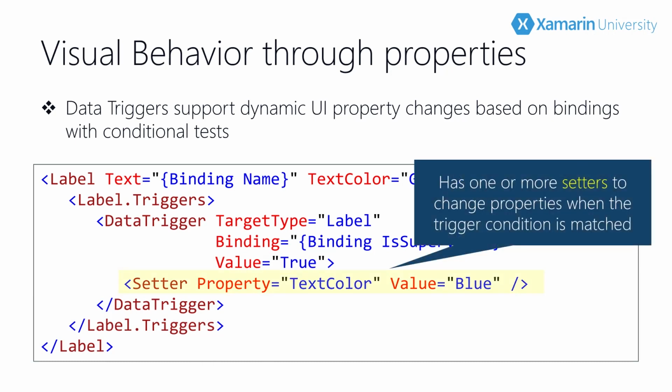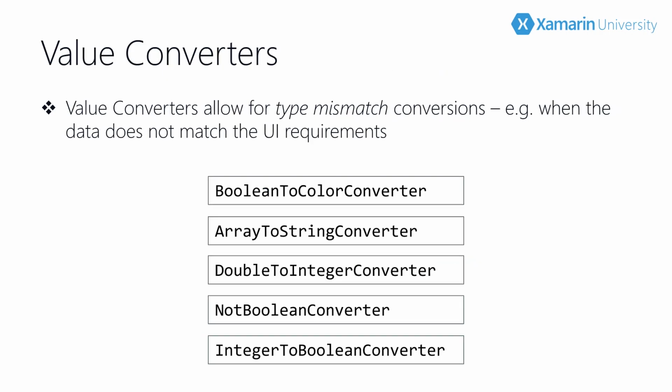Then finally, we add one or more setters to the trigger. And these are property setters that are applied when the binding comparison is successful. So in other words, when the isSupervisor property is true, then we want to change the text color property on the label to be blue. If that property evaluation fails and the isSupervisor is false, then the label uses the default applied value, which is gray. Now, data triggers require an equality condition, and there's no support for more complex mathematical tests.